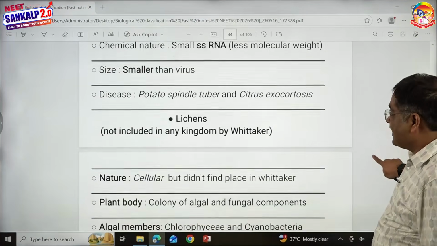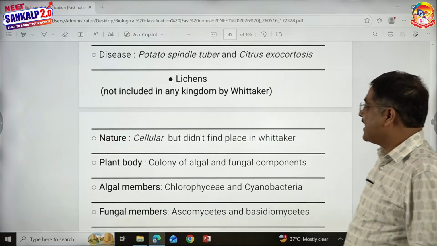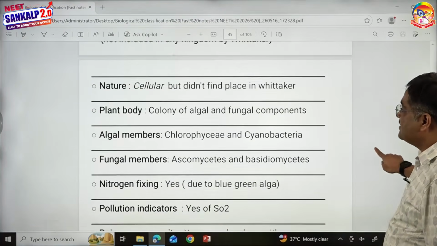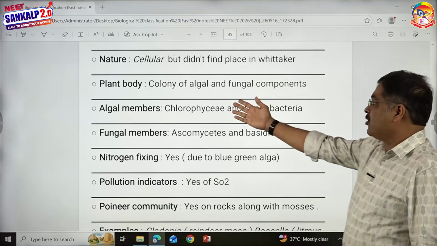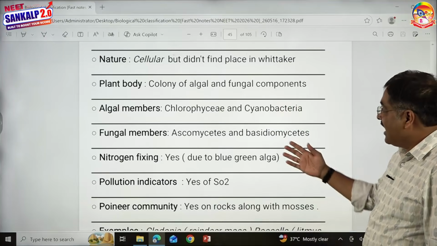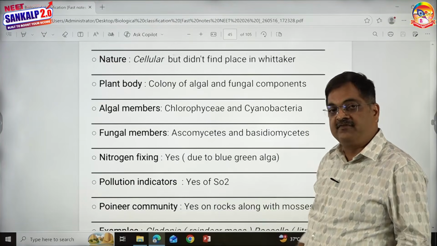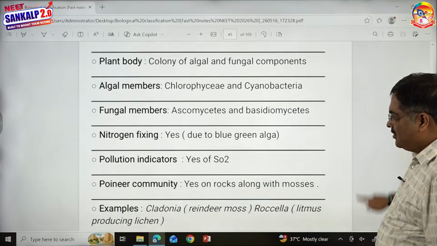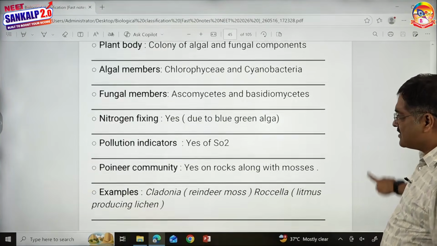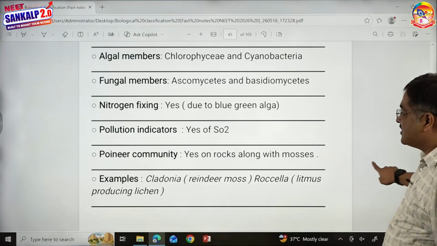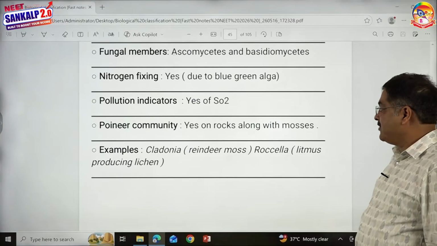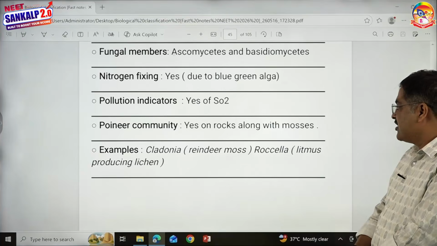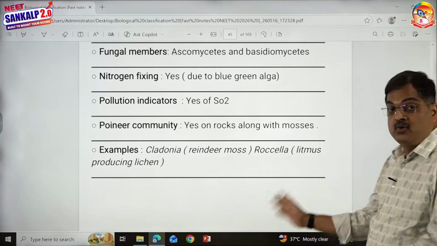All right. Then lichens, not included in any kingdom by Whittaker. They are eukaryotic cells, but did not find any place in Whittaker's classification. The plant body is a colony of algae and fungi. Algal members could be Chlorophyceae or Cyanophyceae. The fungal members could be Ascomycetes and Basidiomycetes. Do they fix atmospheric nitrogen? Yes. Are they pollution indicators? Yes, of sulfur dioxide. Are they a pioneer community? Yes, on rocks along with mosses. Examples: Cladonia is reindeer moss, Roccella, a litmus producing lichen.